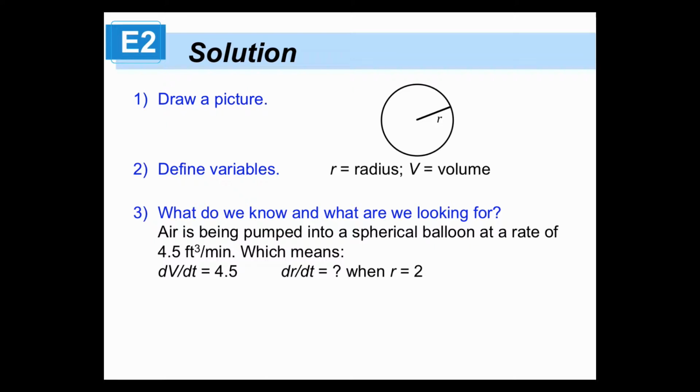What's step 4? Write a general equation. What's the general equation we're going to use for this problem? Volume of a sphere. Volume of a sphere. Does anybody happen to remember the volume of a sphere? Excellent. If you don't remember, it's okay.